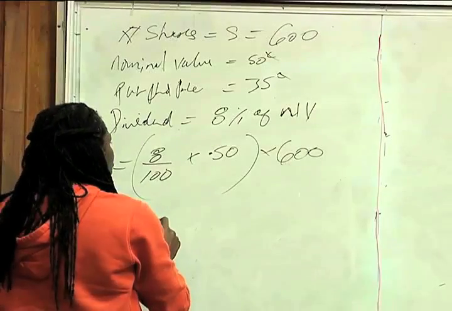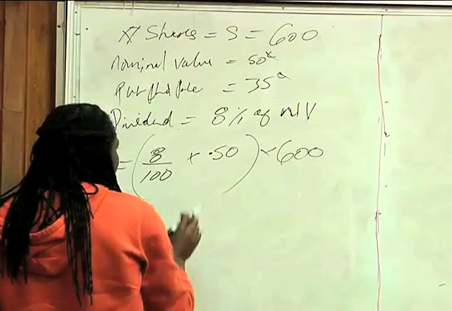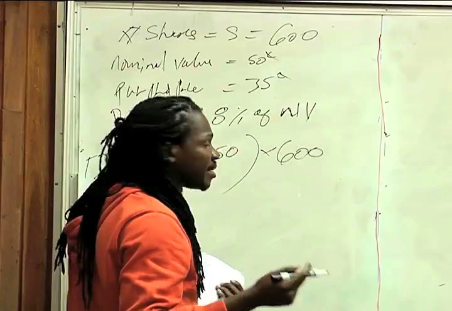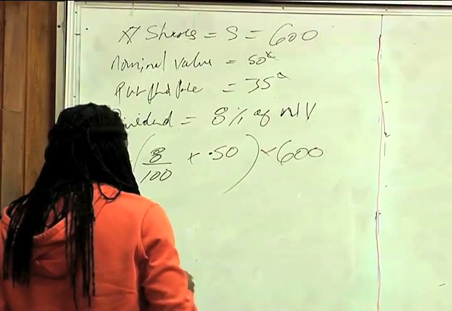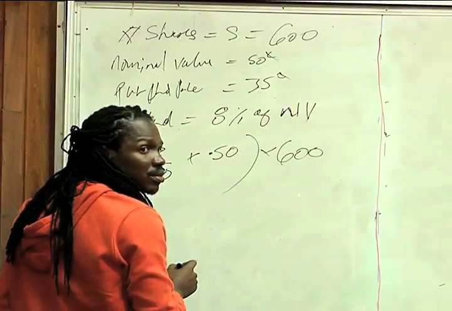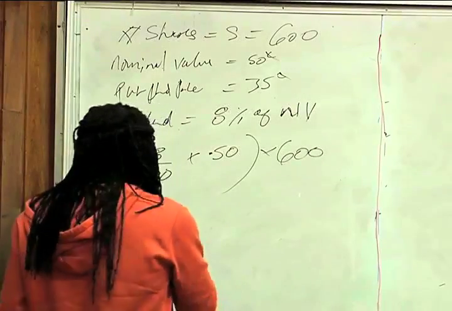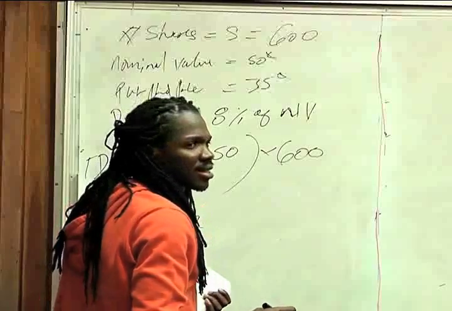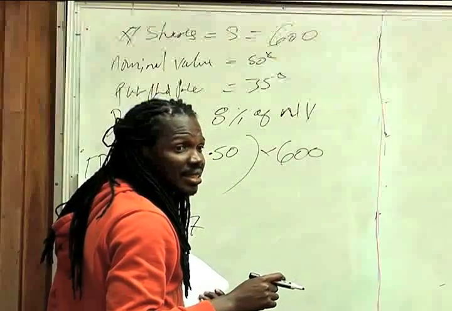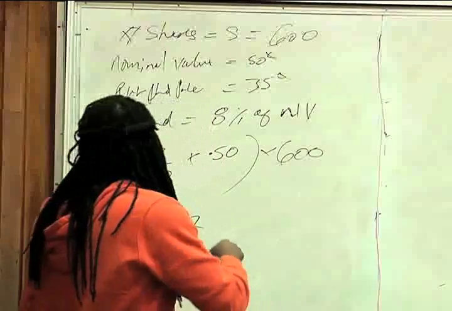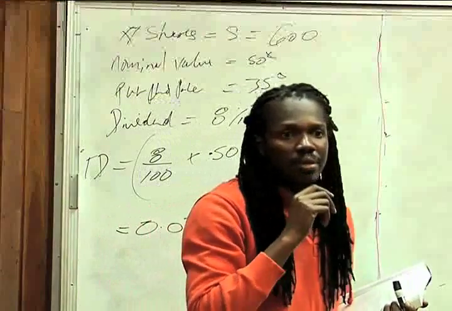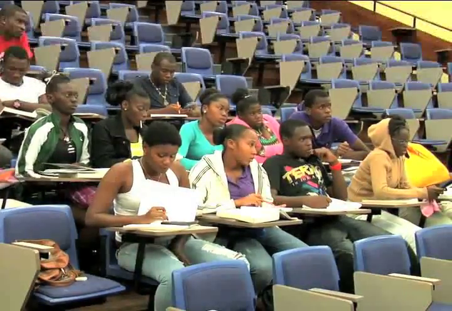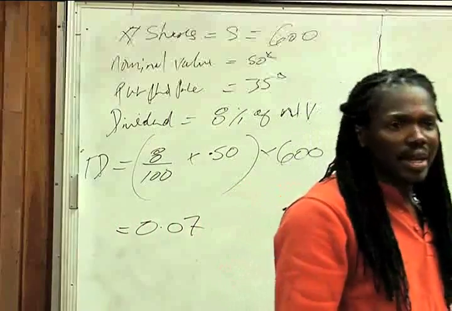equals, how much is that? 8 over 100 times 0.5. Why am I using 0.5? 50 cents is half of a dollar. 8 divided by 100 is 0.08, times 0.5. So I'm going to get 0.04. Exactly, you can't get 0.079 now.